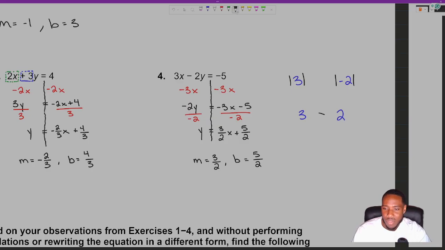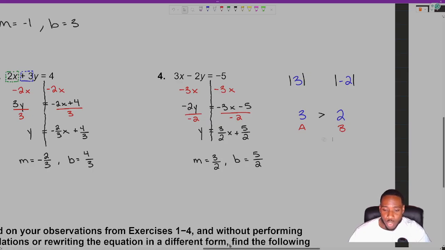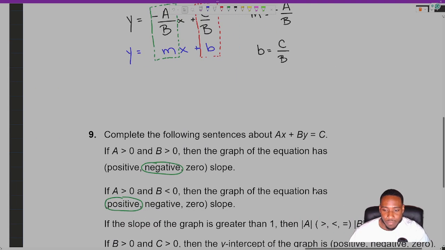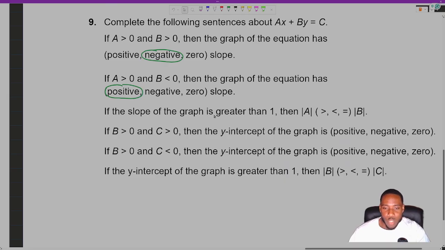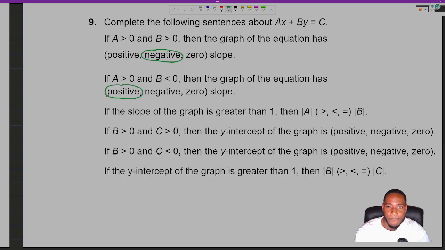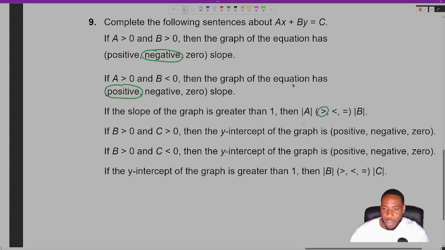And when we do that, we get 3 has some relation to 2. Obviously, you would say 3 is greater than 2. And because 3 was our a value here and -2 was our b value, what that shows us is if the slope of the graph is greater than 1, then the absolute value of a must be greater than the absolute value of b.